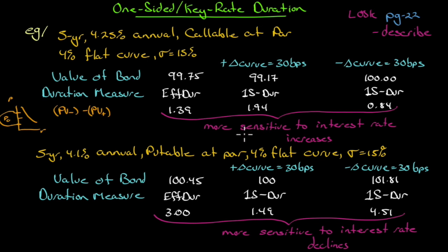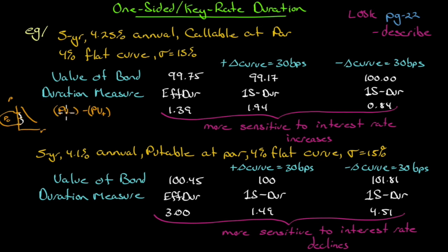So if you want a one-sided duration measure for PV minus, once you lower the rates, you get a higher price. Here's your PV minus. You just compare it with the original price, and your PV plus is the lower point. You're just breaking up the full difference between the two with P naught in the middle.